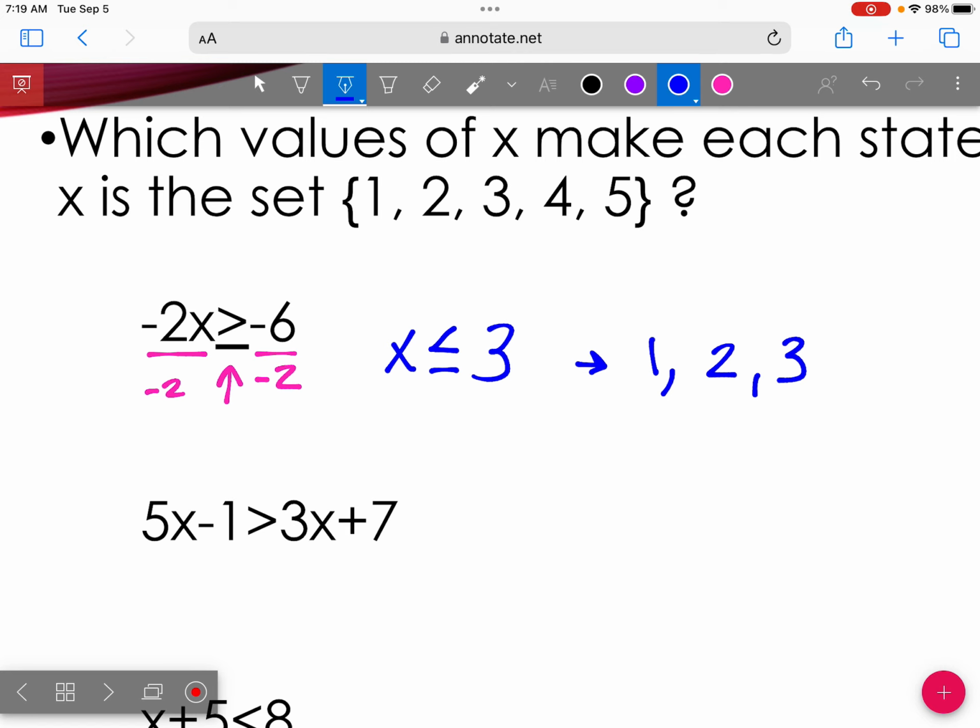You can also plug them in. 1 times -2 is -2. -2 is bigger than -6. 2 times -2 is -4. -4 is bigger than -6. So you can test them either way.